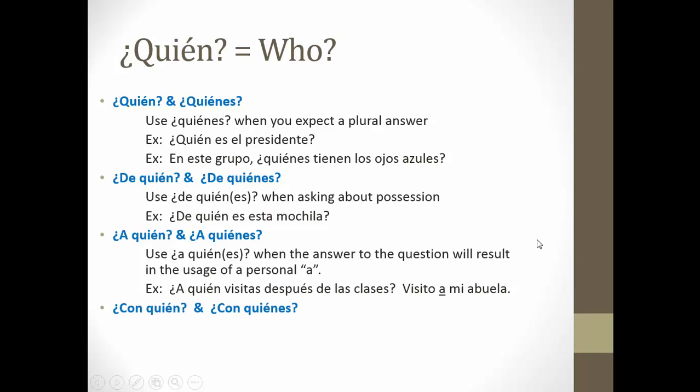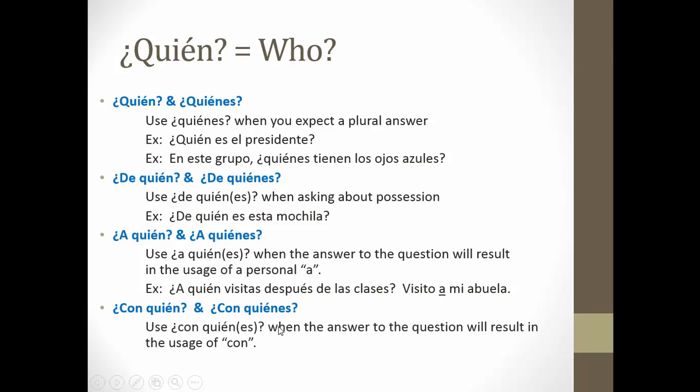Okay, con quién is next up on your list. It means with whom or with who. You're going to use con quién when the answer to the question will result in the usage of con, which means with. So look at this example. Hey, who are you going out with tonight? ¿Con quiénes sales esta noche? I'm going out with my friends. Salgo con mis amigos. Notice here I also used quiénes. I used plural because I was expecting that you were going out with more than one person. Okay, if you knew they had a date on this particular night, then maybe you would say con quién.